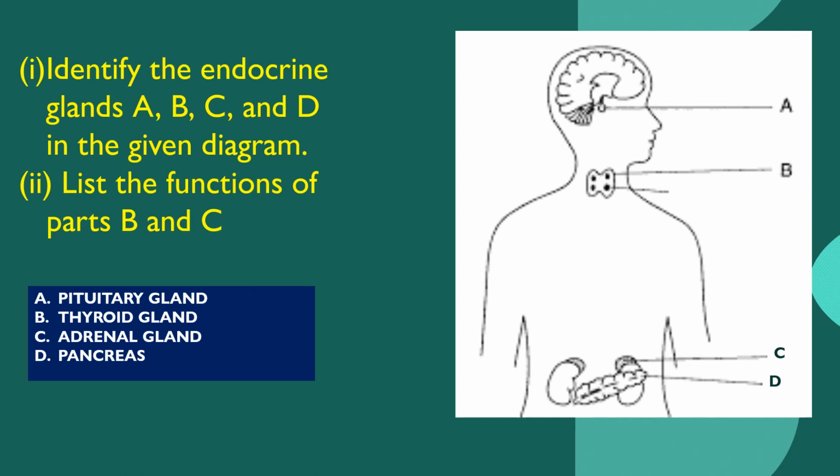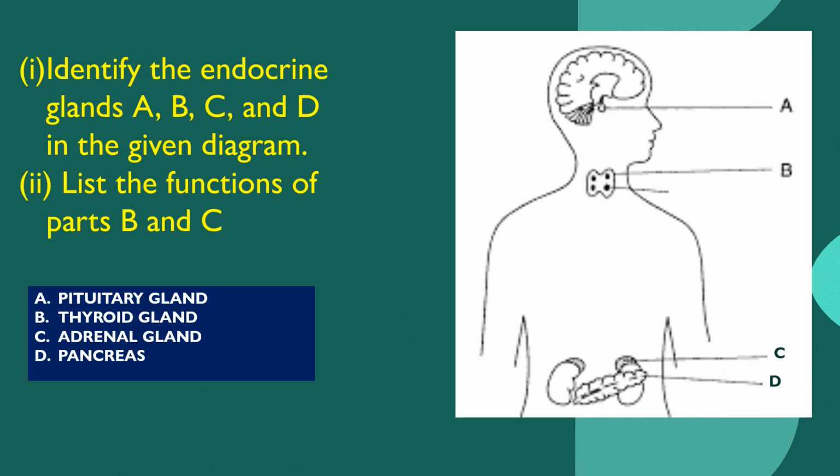What are the functions of thyroid gland? Thyroid gland produces thyroxine. It regulates basal metabolism. Then you can write, it influences the general growth of the body, ossification of bones, then regulates body temperature and mental development. Any four you can write.